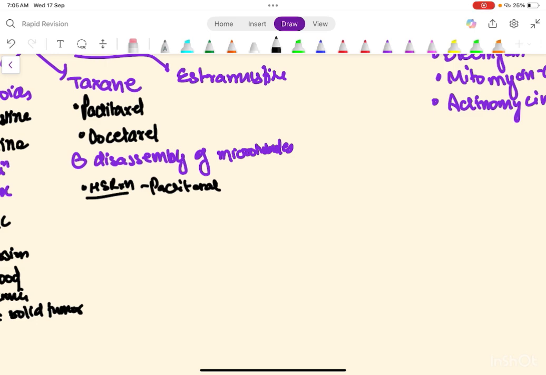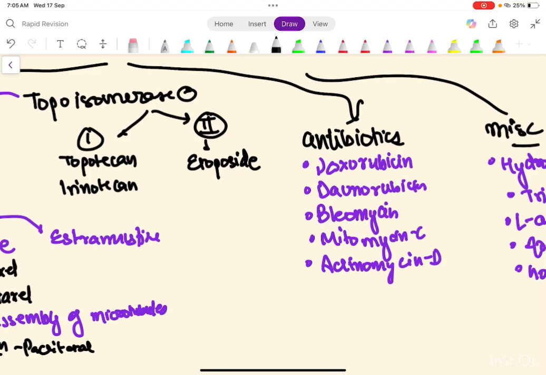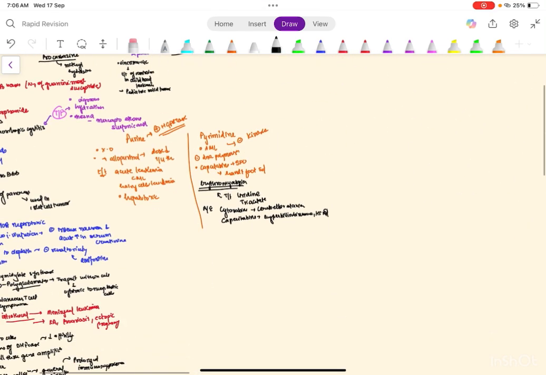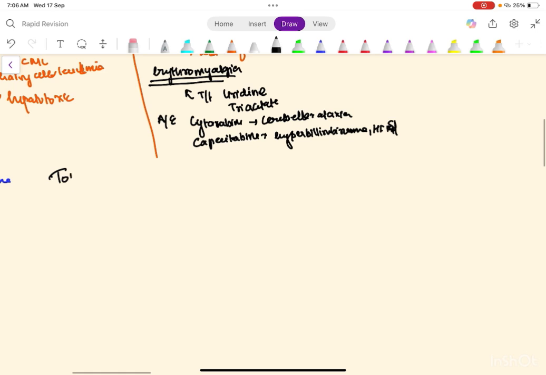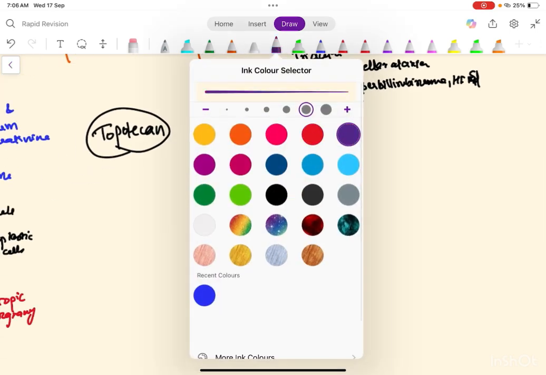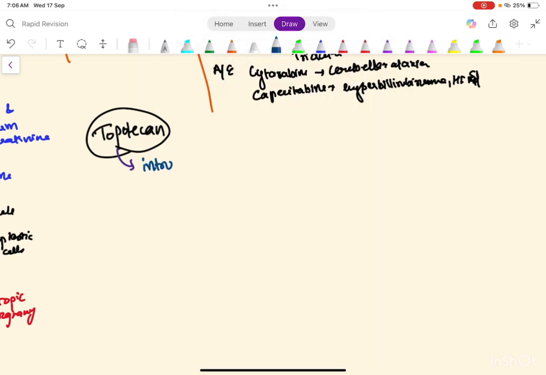So then coming on to the topoisomerase inhibitors. Now this is topotecan, camptothecin, and the other one is an epipodophyllotoxin. Basically this topotecan is going to introduce negative supercoils. So I'll just write it. Topotecan or irinotecan. Now what this topotecan is going to do is introduce negative supercoils, which is going to reseal the DNA strand.